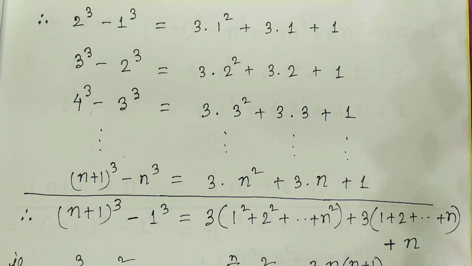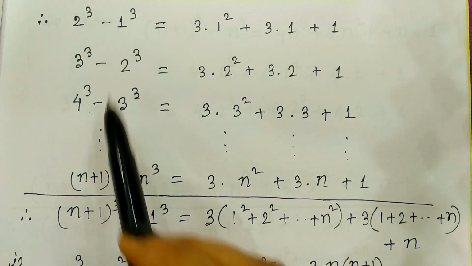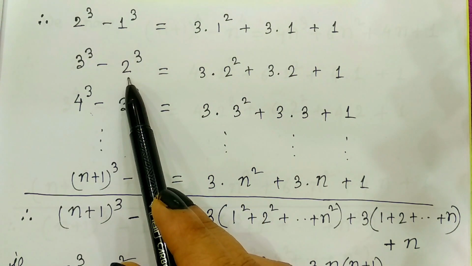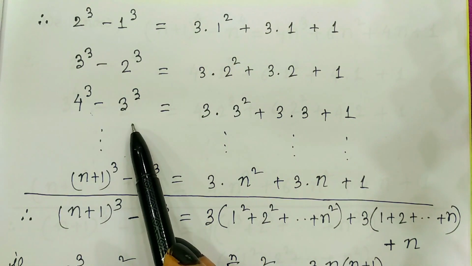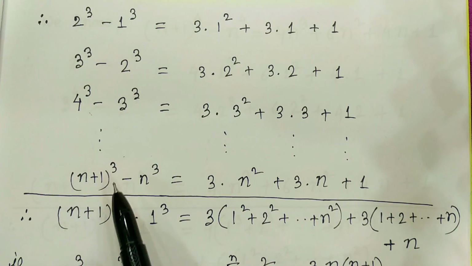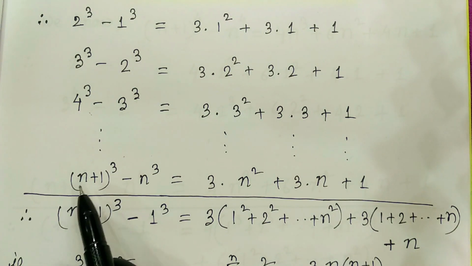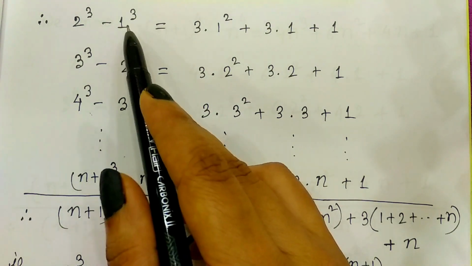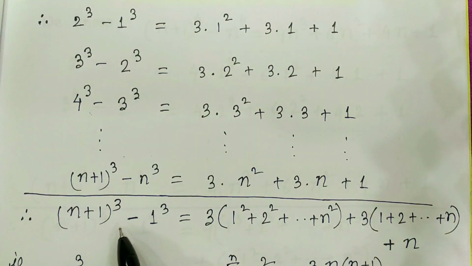Now, if we add all these, what do we find? Here, the 2 cube cancels out, the 3 cube cancels out. So, in this way, all corresponding terms will cancel out. The only things remaining are (n plus 1) whole cube minus 1 cube. So if we add all this, we find here it is (n plus 1) whole cube minus 1 cube.